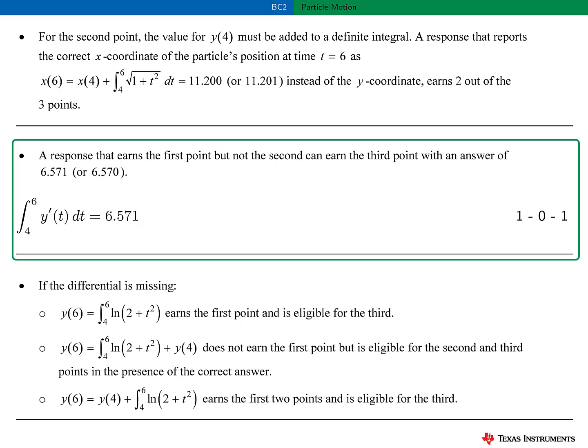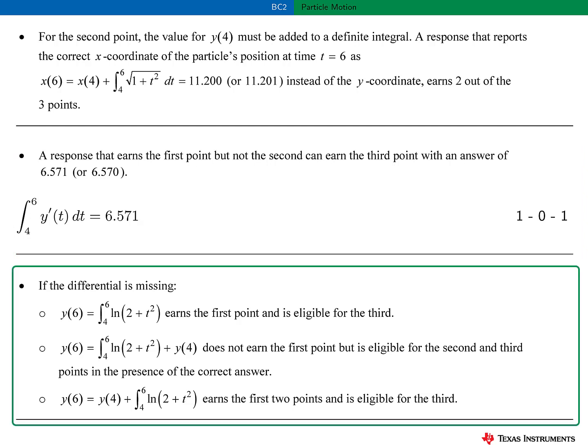If the response does not use y of 4, then it can still earn 2 points. And here's an example. y prime of t is used in an integral with correct limits, and the evaluation is correct. So this would be scored as a 1, 0, 1.